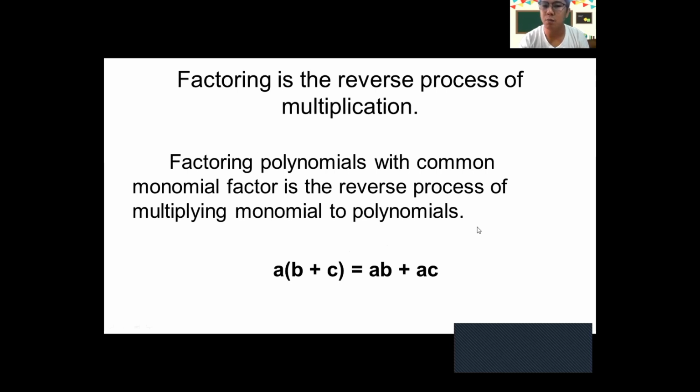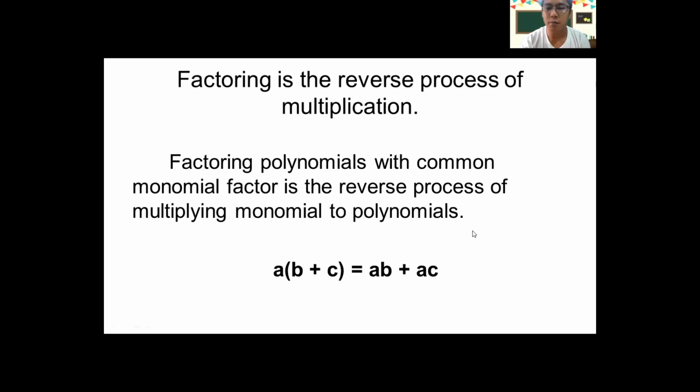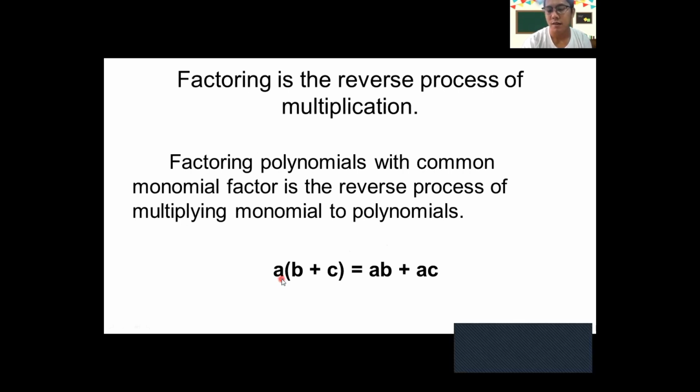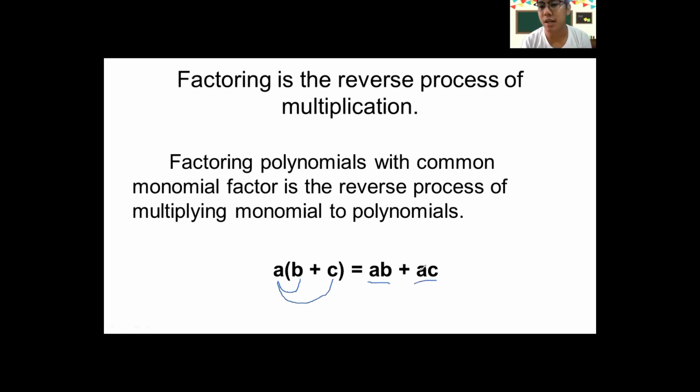Okay, so factoring is the reverse process of multiplication. Factoring polynomials with common monomial factor is the reverse process of multiplying monomial to polynomials. So for instance, we have A times the quantity B plus C. So we will use the distributive property here. A times B is AB, and A times C is AC. So since factoring is the reverse process of multiplication, the factor of AB plus AC is A times the quantity B plus C.